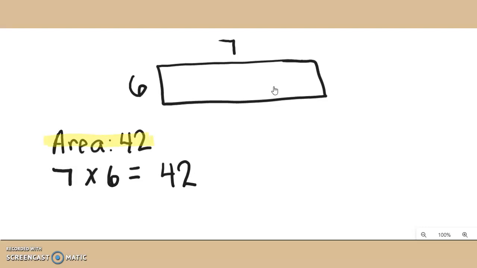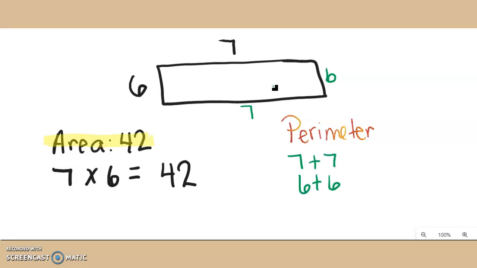All right, so now we are going to work on the perimeter. Perimeter is going to tell us we need to label all of the sides. So if 7 is at the top, 7 will also be across the bottom. If 6 is on the left-hand side, 6 needs to be on the right-hand side. Then we're going to add up all of our sides. So 7 plus 7 and 6 plus 6. We know that 7 plus 7 is 14, and 6 plus 6 is 12.